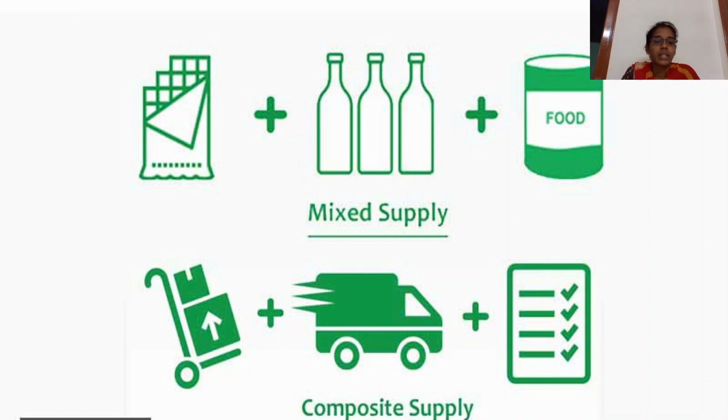In case of composite supply, just think of this: the supplier is moving the goods from one place to the other. In such a case, during the transit, he is taking insurance. Can the supplier take insurance alone without moving the goods from one place to the other? No, it is not possible. You can take insurance only when the goods are moving from one place to the other. So when you cannot separate the ancillary ones, this is called composite supply. Thank you.